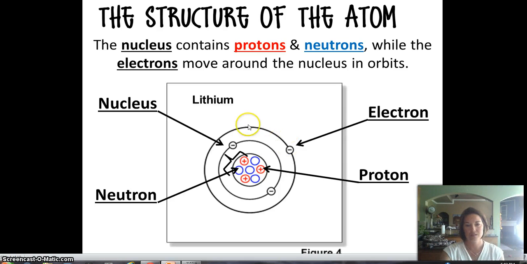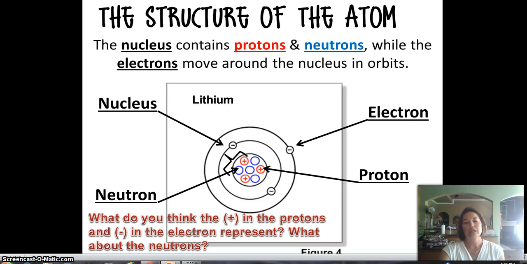You can see here this particular atom of lithium has two energy levels, an energy level here and here. Energy levels can also be known as orbitals or shells or rings. There are a lot of different words we can use to describe the areas in the electron cloud where the electrons move.